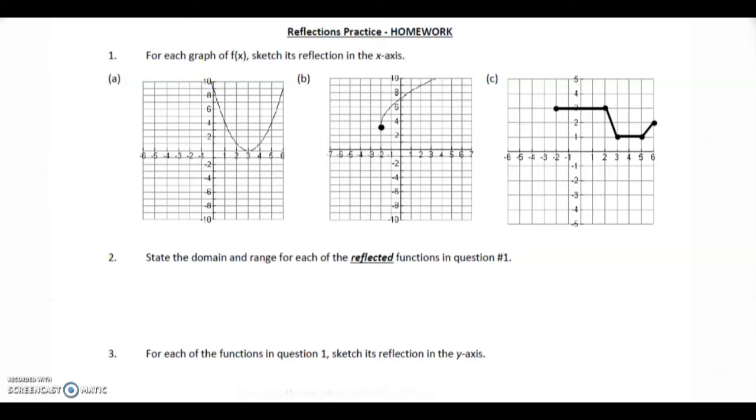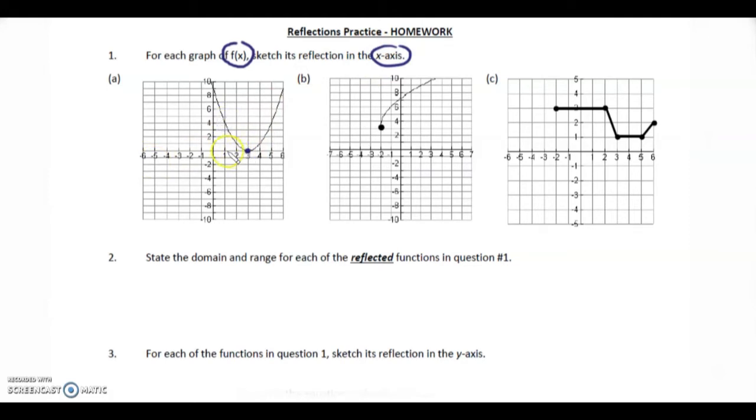Okay, reflections practice homework. For each graph, we're just going to call these graphs the general f of x function. We're going to sketch its reflection in the x-axis. So I'm just going to choose a couple points. Any point on the x-axis is going to stay there, so that's fine.